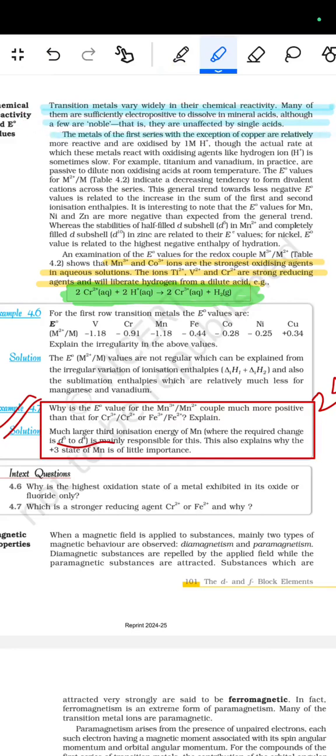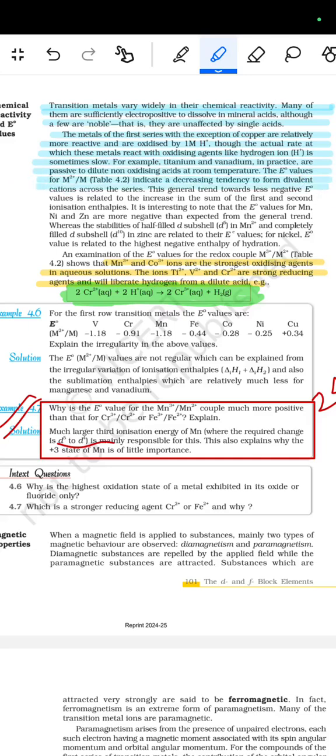The metals of the first series, with the exception of copper, are relatively more reactive and are oxidized by the 1 molar H+, though the actual rate at which these metals react with the oxidizing agent like the hydrogen ion H+ is sometimes slow. For example, titanium and vanadium in practice are passive to dilute non-oxidizing acid at room temperature. The electrode values for the M2+/M indicate a decreasing tendency to form a divalent cation across the series.